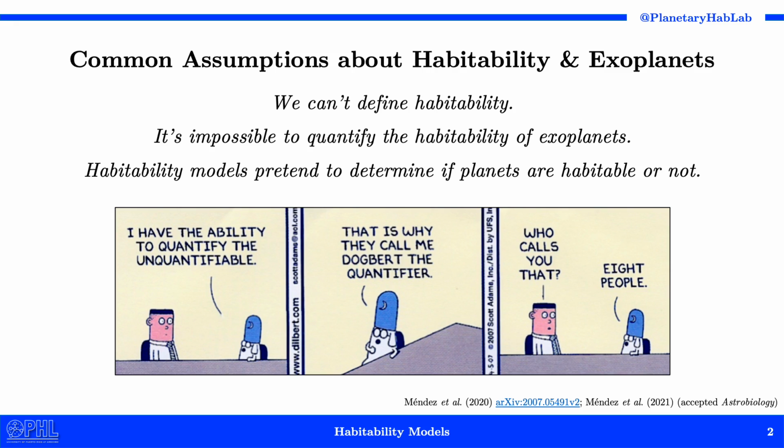Here are some common assumptions about habitability in exoplanets. First, that we can't define habitability, but this is a well-defined concept in biology for at least the last 40 years. Also, that it's impossible to quantify exoplanets' habitability because we don't have enough information about these worlds. But you don't need all the information to assess habitability.